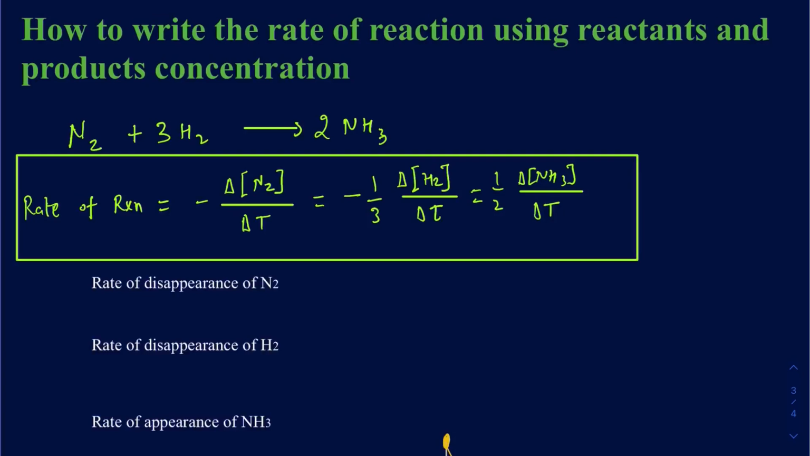When you're writing those coefficients in the denominator, what that really tells you is that the rate of disappearance of hydrogen is going to be 3 times faster than the rate of disappearance of nitrogen. That's because nitrogen and hydrogen are in a 1 to 3 mole ratio. Another way of saying it: if I lose 1 mole of N2, I should be using 3 moles of H2.